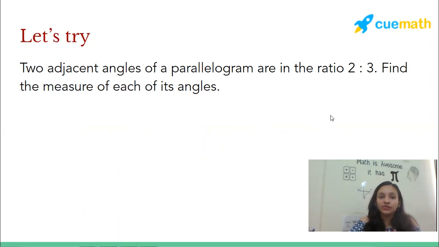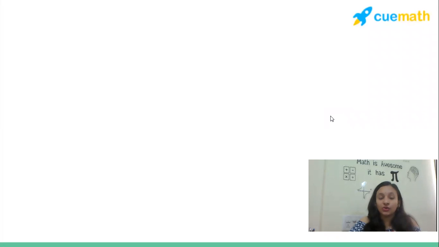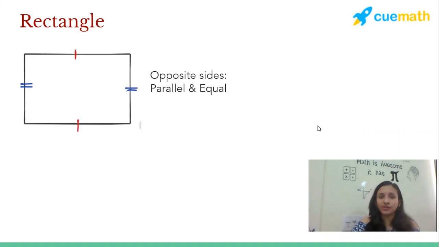So here we move on to the next question, or the next concept that we have, which is of a rectangle now, which is another type of a quadrilateral. We'll see properties.